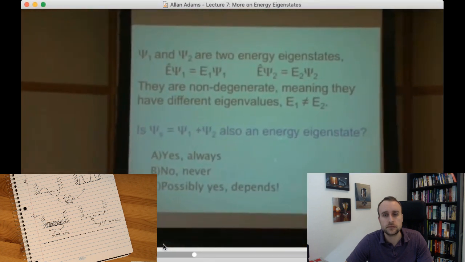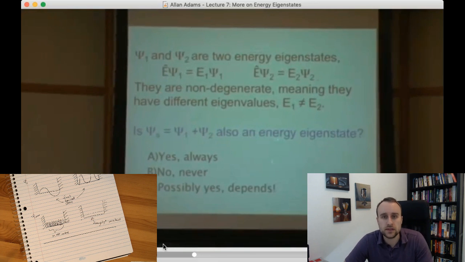So, eigenstates. Psi1 and Psi2 are two energy eigenstates. The energy operator applied to Psi1 is equal to E1 Psi1. This is just coming from the idea that they're eigenstates. They are non-degenerate, meaning they have different eigenvalues. Is Psi S, which is Psi1 plus Psi2, also an energy eigenstate?